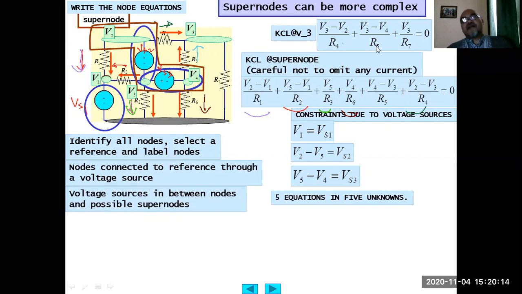Then it means we have how many equations? This one equation, second equation, third, 4, and 5. And we have 5 unknowns, V1, V2, V3, V4, and V5. So with this, we can solve these equations using linear algebra.